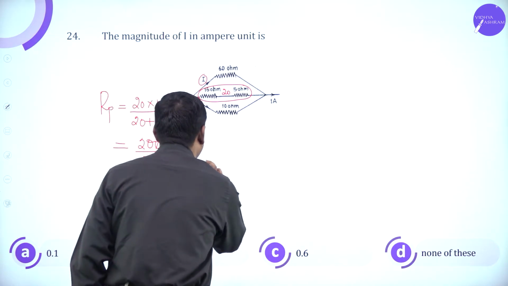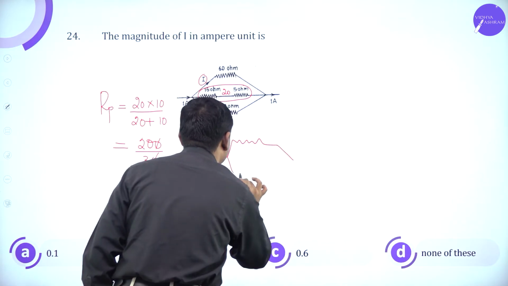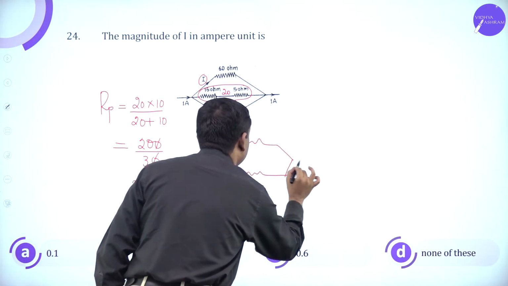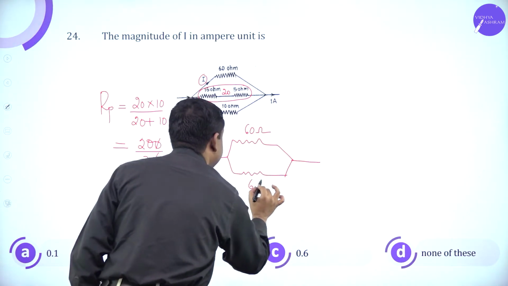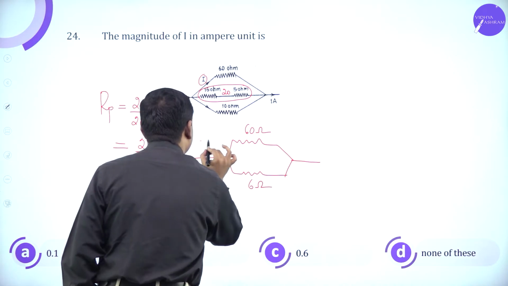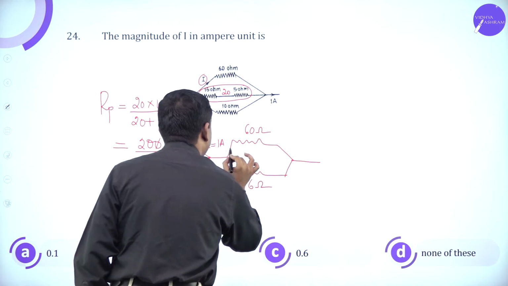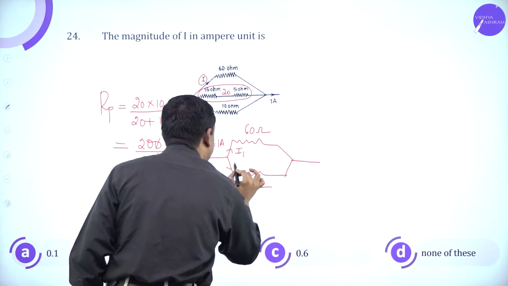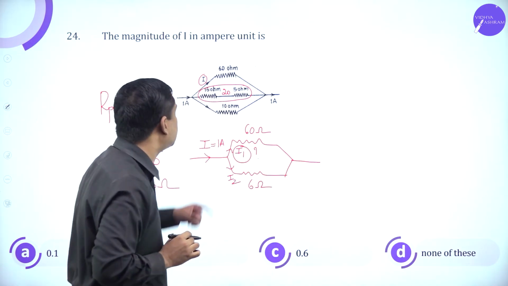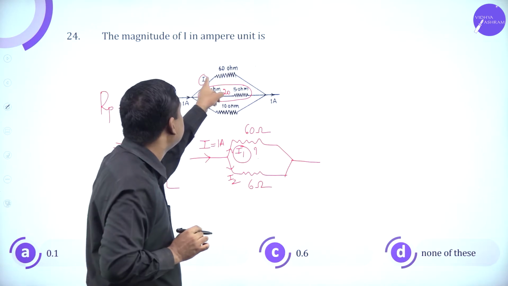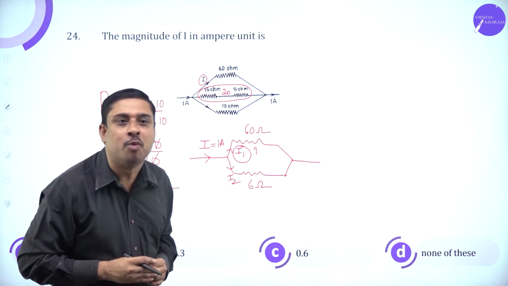So now I write this circuit as, so here I have 60 ohm, 6 ohm, main current is 1 ampere. I say this is I1, this is I2. I1 has to be calculated, current flowing through 60 ohm resistor.